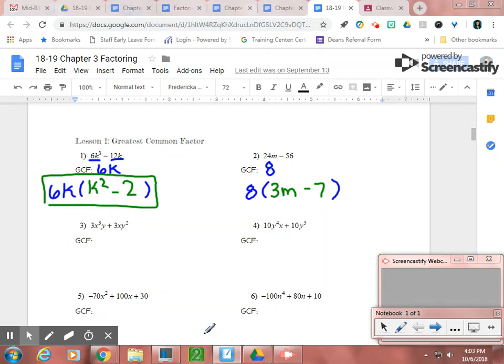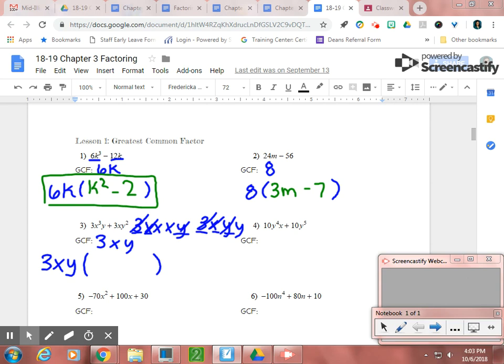So another way that you could look at this is by kind of drawing it out. So you have 3xxxy and 3xyy. So the greatest common factor that they both have is 3. So we're going to take that out. They both have an x. We're going to take that out. And they both have at least one y. So we'll take that out in front. So 3xy is what comes out in front.